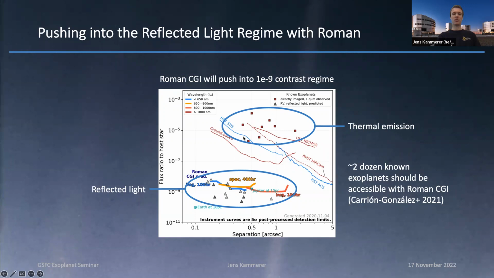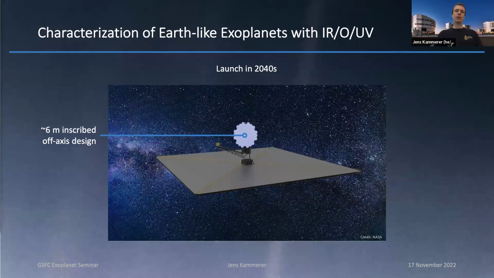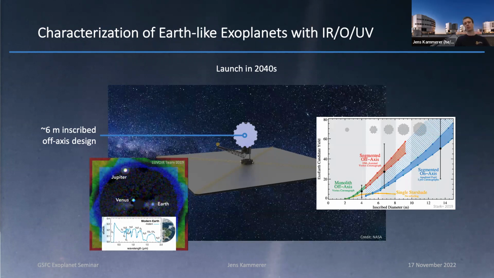And yeah, just for reference, up here are the planets that we've been seeing so far in thermal emission. As you see, there's another three orders of magnitude in contrast that we have to go until we get into the reflected light regime. So as I said, Roman will basically be a technology demonstration for this future NASA flagship mission, which will maybe be launched in the 2040s and which has been discussed by the recent Astro2020 decadal survey. One of the key science drivers behind such a mission is the direct detection and characterization of potentially habitable planets around nearby stars.